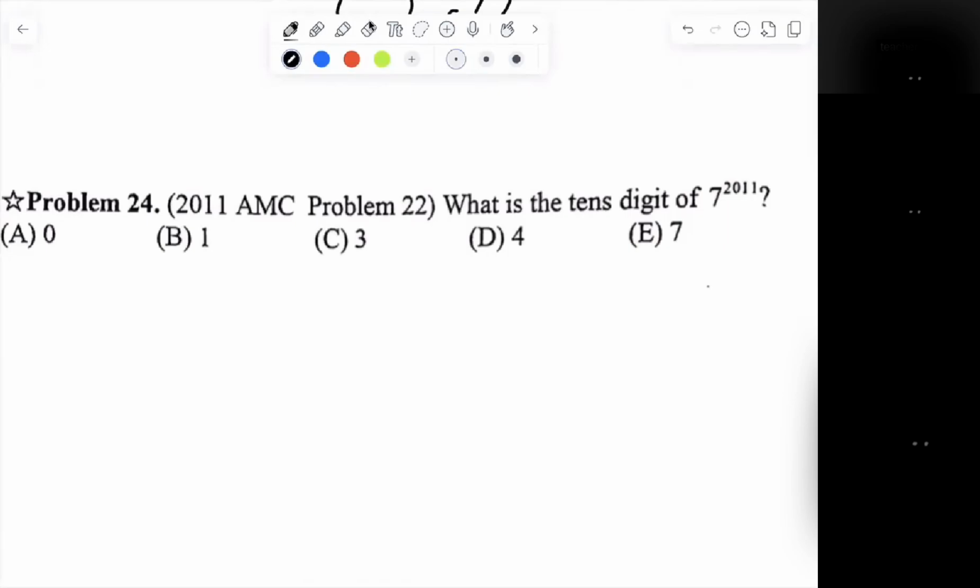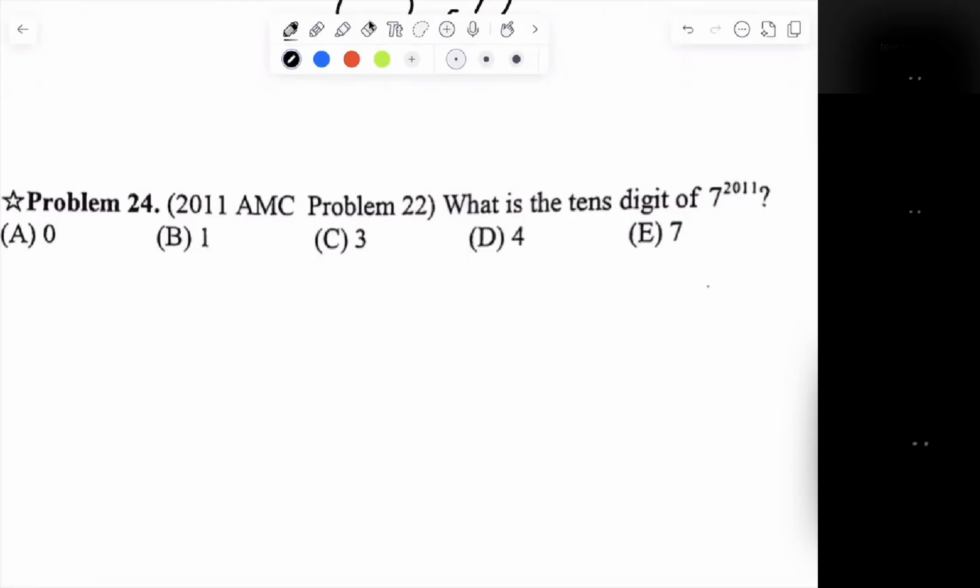Well, guys, let's get started with this question. So basically, how do we approach this? Notice that this is really going to be tough because we don't know what the tens digit is. We haven't learned a cycle for it. So how do we approach this?